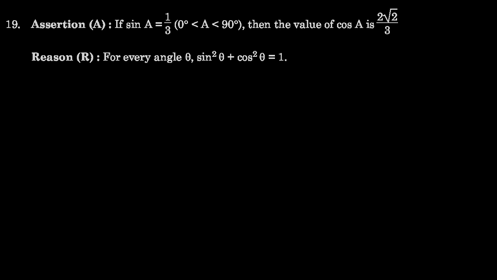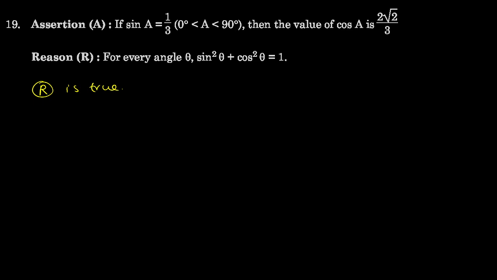Reason is given as: for every angle theta, sin square theta plus cos square theta will be 1. Clearly reason R is correct. There is no doubt in that. Sin square theta plus cos square theta is always 1. So, reason, I have no confusion. It is true. Let me check the assertion.